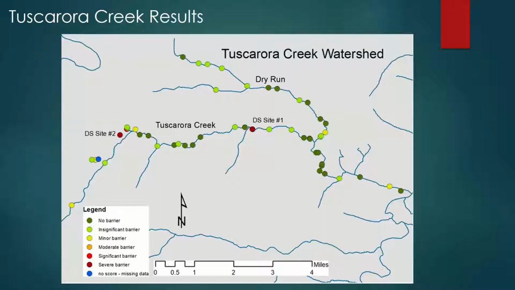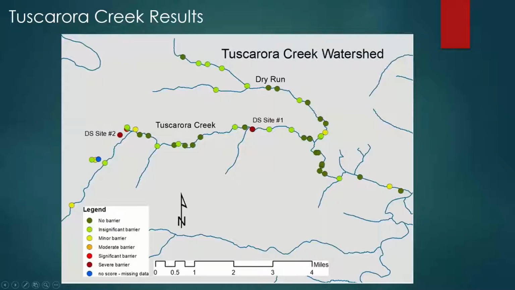So that's something to note. DS sites mean downstream strategy sites. After we completed all of our surveys, downstream strategies took some of the severe barrier sites and made recommendations for replacements. And I'll go over a few of those here in a couple slides.